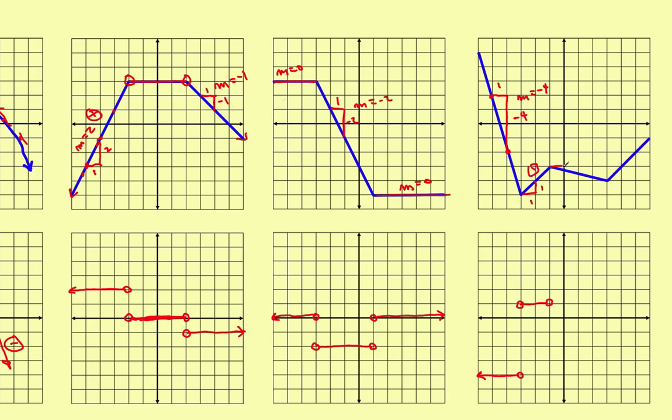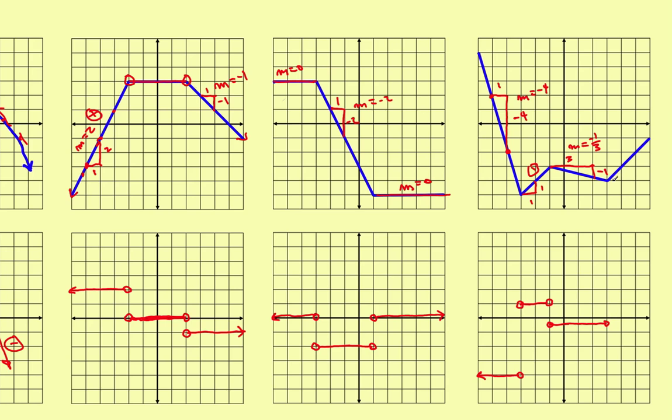In this interval, you go over 3 and down 1. So the slope in this interval would be -1/3. So we'll go to -1/3 and just estimate that, which would be about right here. And it goes over to here.